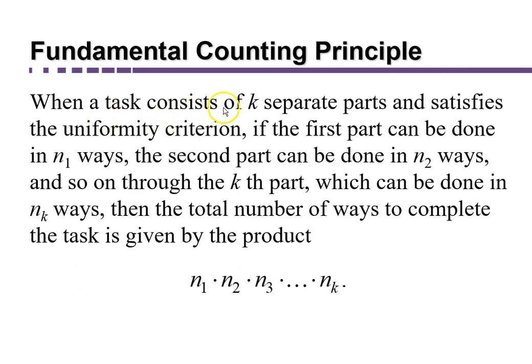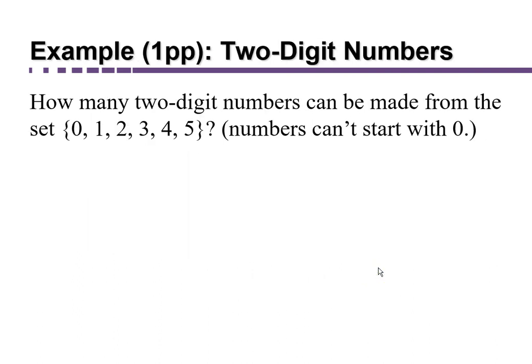So when we have a task consisting of k separate parts, then how many ways can we group those? How many ways can we count them? Well, this is the formula: the number of ways here times the number of ways here times the number of ways here, for the items that you're using in that particular example. And we'll show you an example of this. Let's start off with example 1 from our PowerPoint slides.